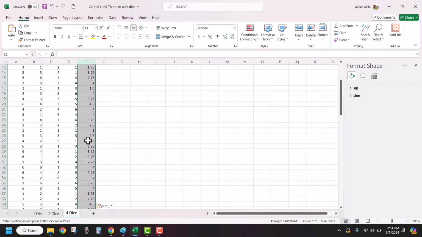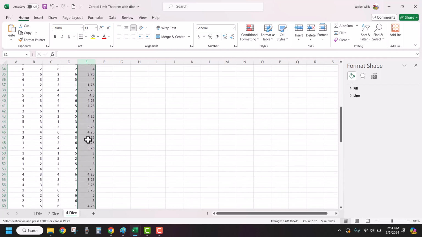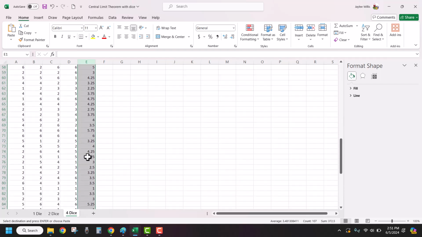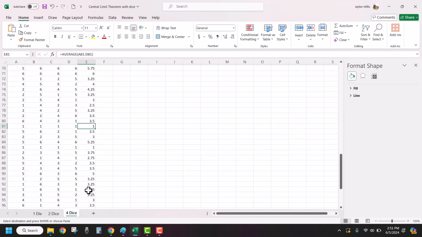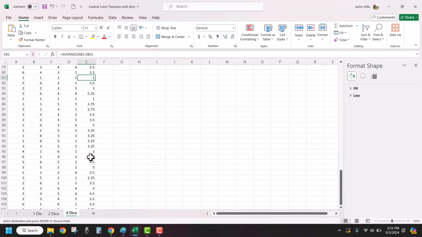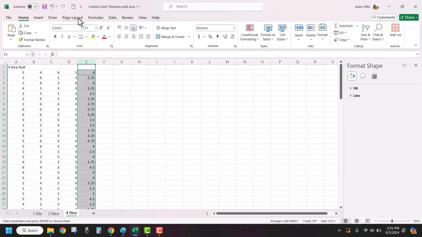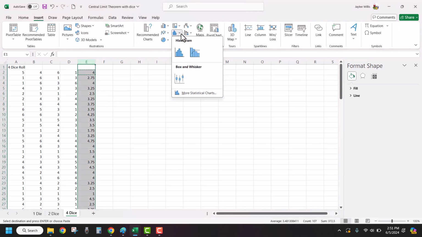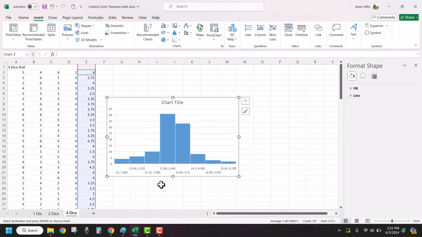Now, some of the averages are not, because it was a small sample size. For example, if we look at this one, this particular student happened to roll 4 6s in a row, and so when they averaged their 4 results, they got a 6. Or this student rolled a 1 4 times in a row, so their average was a 1. But most of the students had an average somewhere between 3 and 4 or close to that. And if we look at the histogram for this, I'm going to go Insert, Histogram.